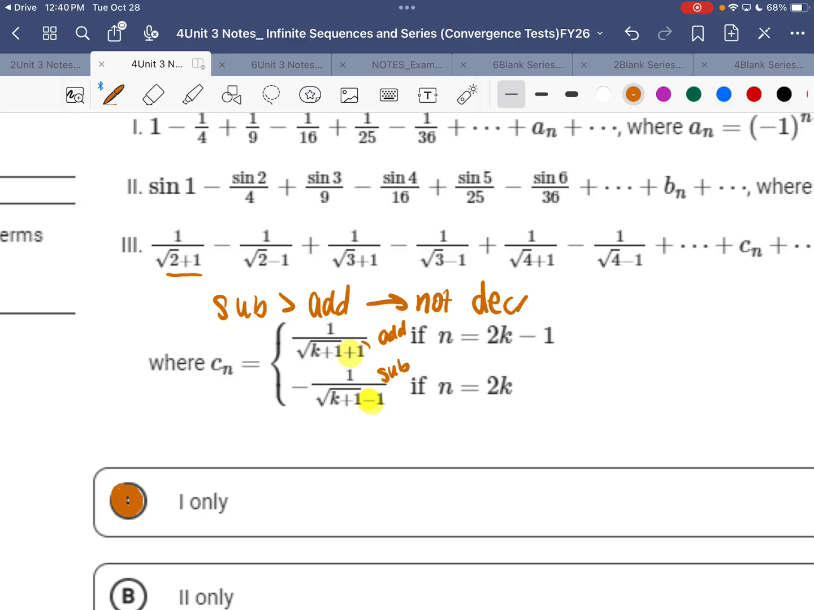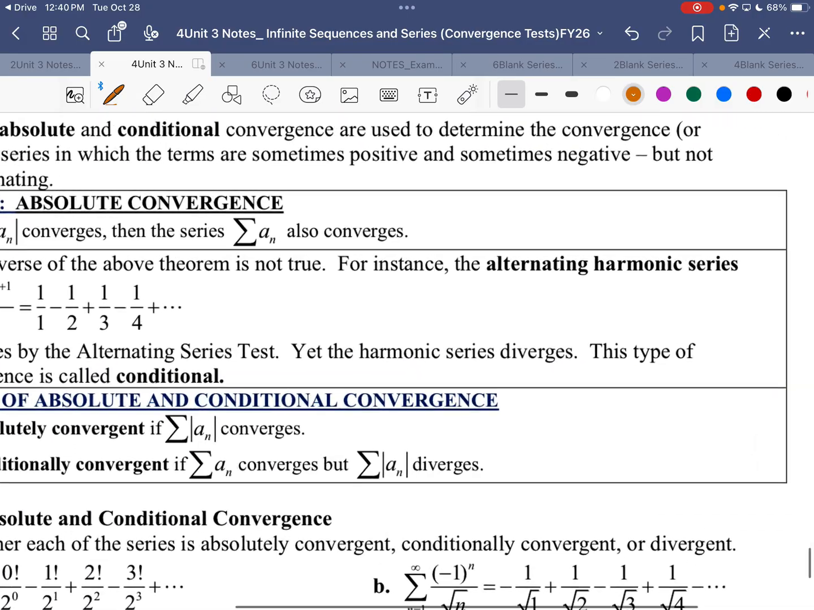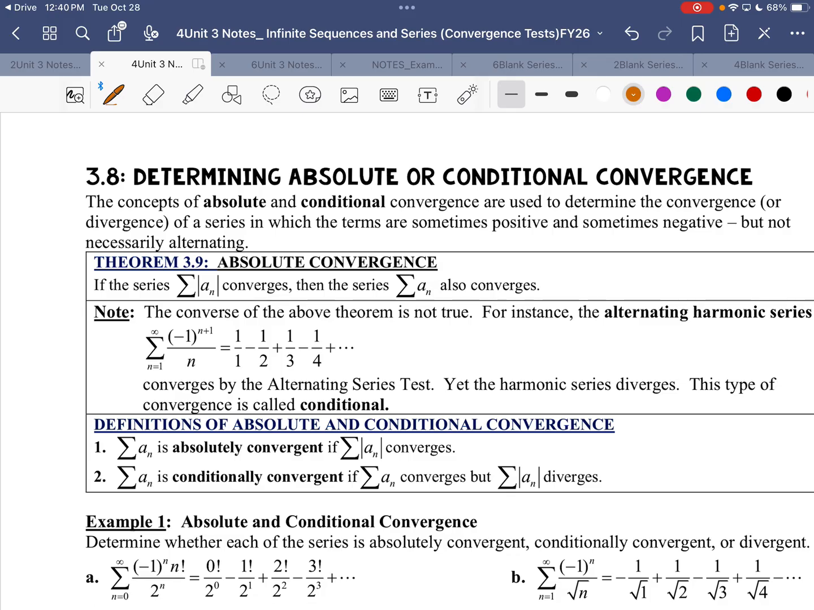I think the first part of today's lesson is very easy. And then the second part of today's lesson is not terribly difficult, but it is pretty important. We're going to go back to it on Thursday. I figure while we're thinking about alternating series, we should just do the rest of it.